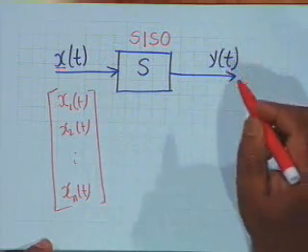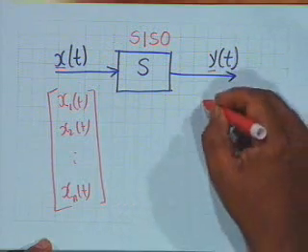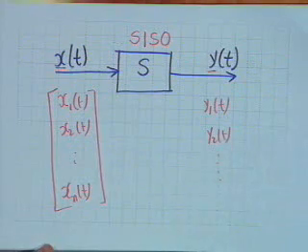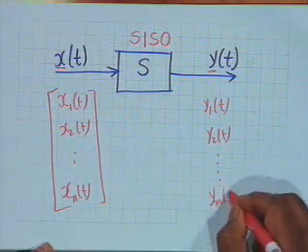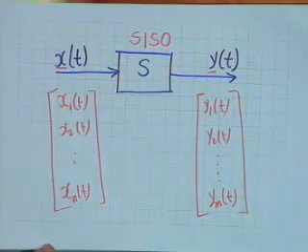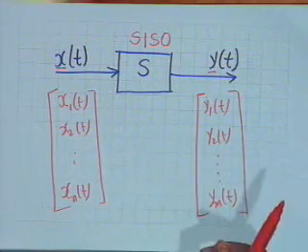And similarly, the output may be one or more. If it is more, then we shall put a bar below it and we shall say we have outputs y1, y2. The number of outputs is not necessarily equal to the number of inputs, so we may have up to, let's say, ym of t. Then this is the output vector. So x of t produces y of t. X of t could be a scalar, y of t could also be a scalar. If both are scalars, then we say it is a SISO system, single input, single output.